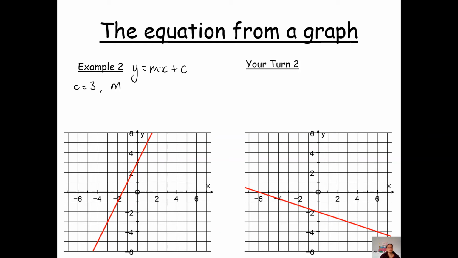And m is the change in y divided by the change in x. So here's 2 wonderful points. I'm going down 2 and along 1, so that's 2. So my final answer will be y equals 2x plus 3. Your turn, you try this one.